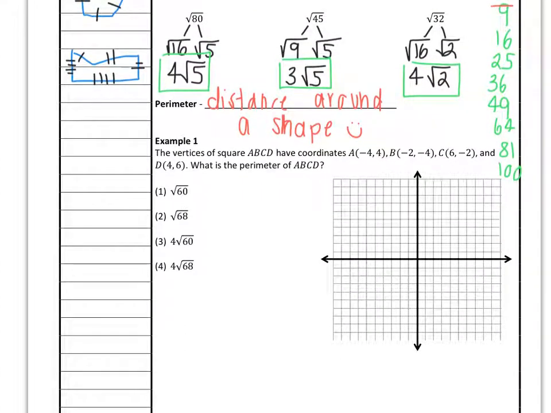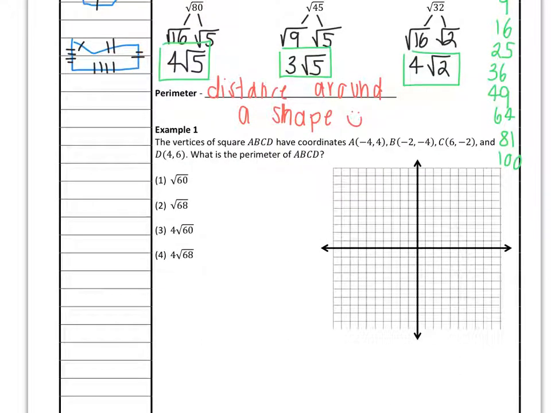It says the vertices of a square ABCD have the following coordinates. What is the perimeter of ABCD? All right. Now, I could graph all 4 of those. I could draw some boxes around them, and I could find the length of each side and then add them up. But I'm using my knowledge of the fact that a square has 4 congruent sides. So if I find one of the sides, I just have to multiply that by 4, since there are going to be 4 congruent sides.